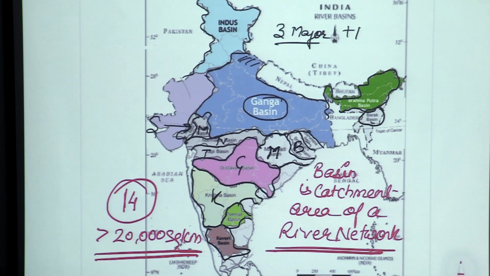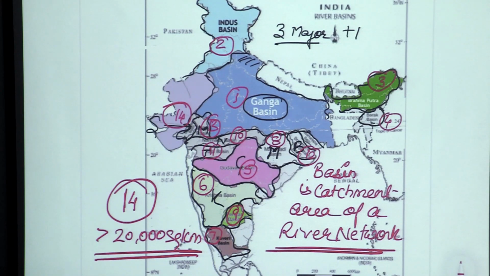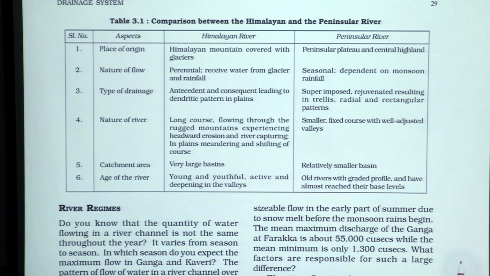Counting them, number 1 Gangetic Basin, number 2 Indus Basin, number 3 Brahmaputra Basin, number 4 Barak Basin, then 5 Godavari, 6 Krishna, 7 Kaveri, 8 Mahanadi, 9 Peneru, 10 Narmada, 11 Tapi, 12 Brahmani, 13 is Mahi and 14 is Sabarmati.